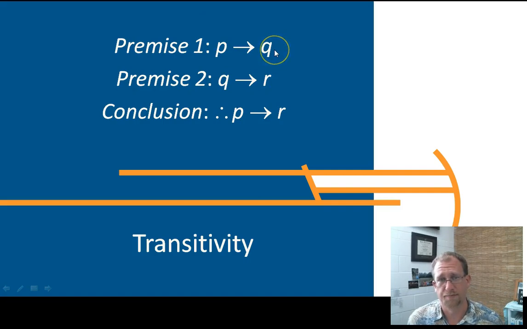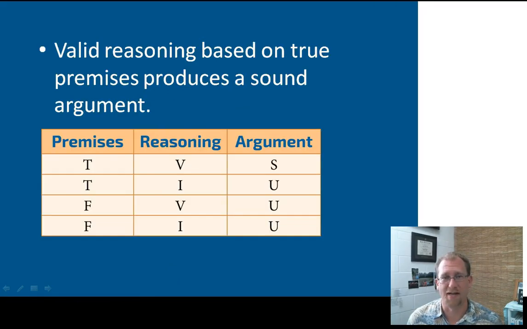If P then Q, and if Q then R. So if I have P, I have Q. If I have Q, I have R. Well, then if I have P, I have R. Okay? It's just like the transitive property in algebra. Let's look at an example of that. Sorry, actually, there isn't an example of that in the slideshow. We'll do an example of that in class.